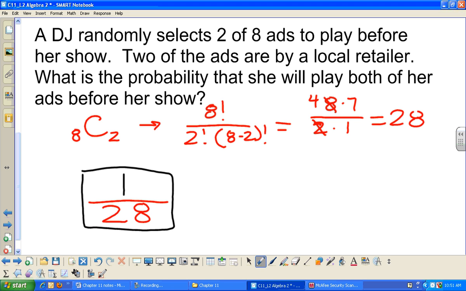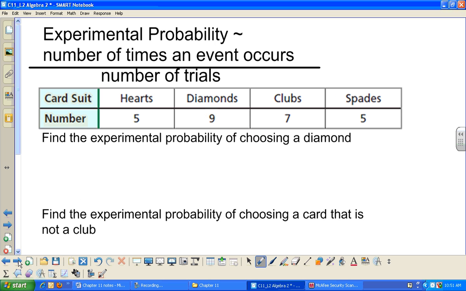Those are theoretical probabilities. When I'm talking about experimental probability, that's the number of times an event occurs over the number of trials. When you're talking about experimental, there's usually going to be some sort of grid or table shown because experimental is different than theoretical.